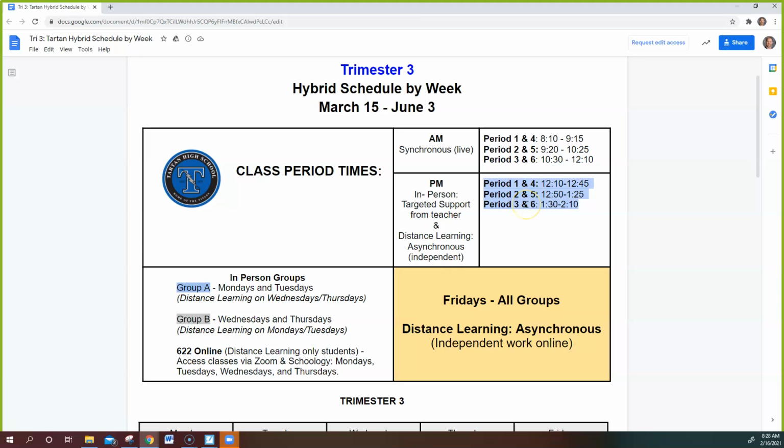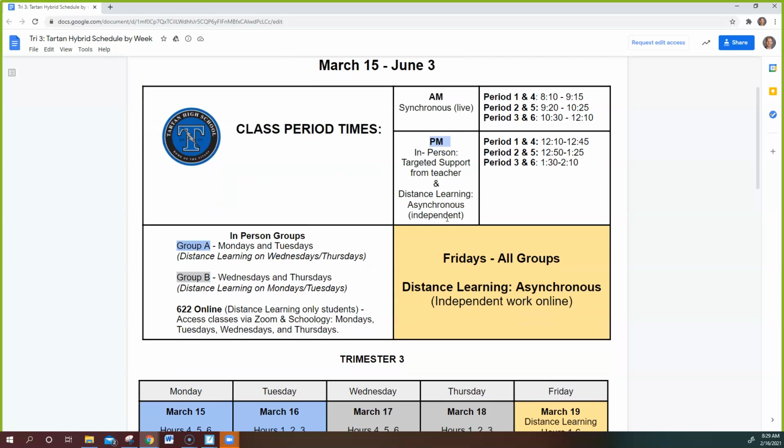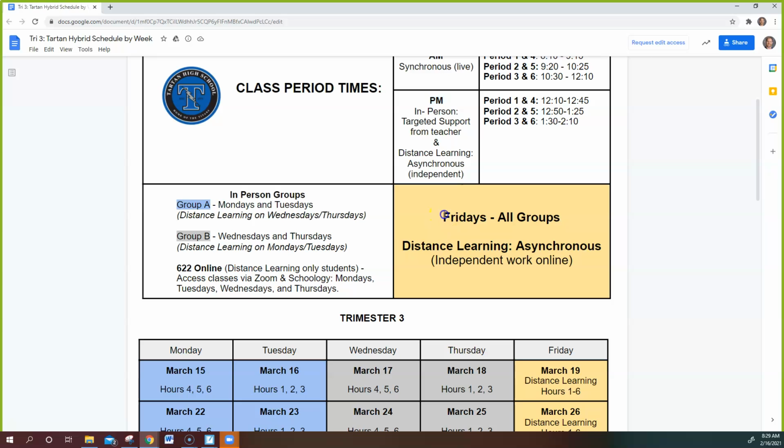Now, there will also be some days where we just work on our homework, but I do want you to know that there's a shift in how we're going to approach calculus third trimester. It's more demanding because we have to get ready for the AP test. And then Friday, all groups will be at home learning, doing asynchronous work. Friday is going to be kind of like our Wednesday currently.